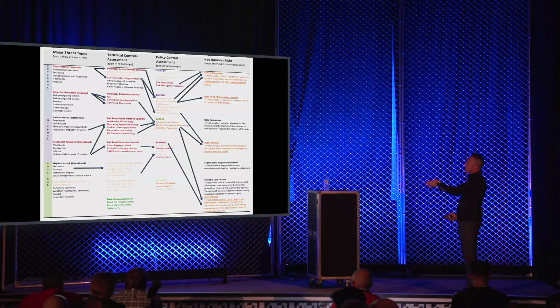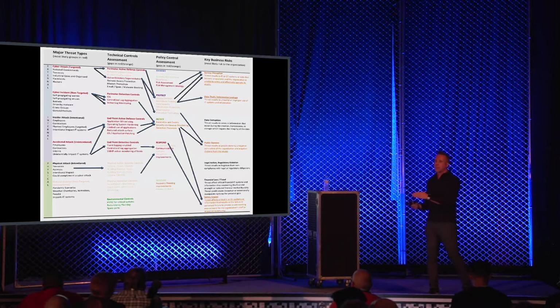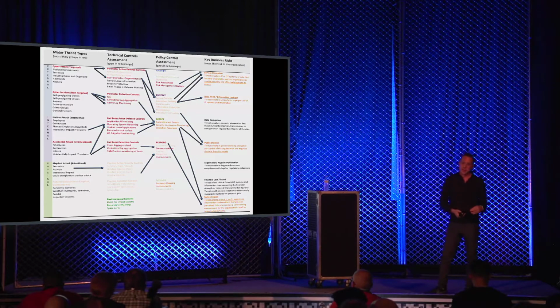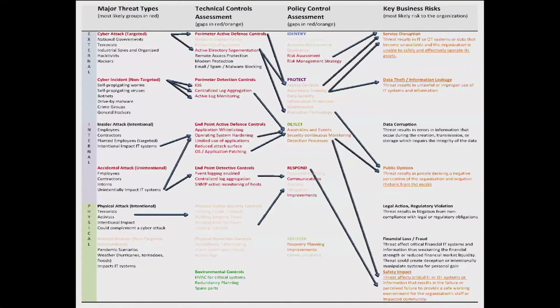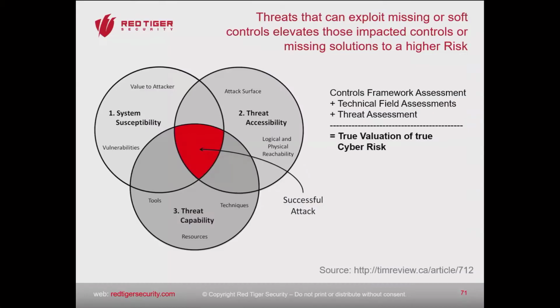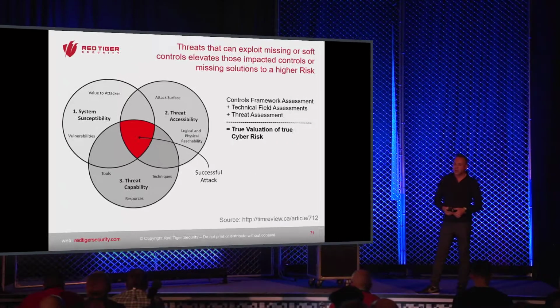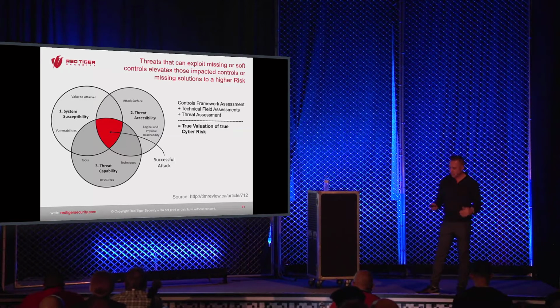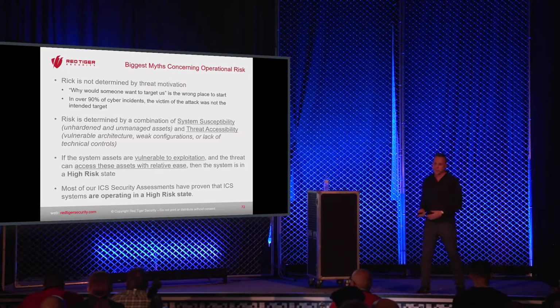But if you also have a policy or control that's at a high risk in the same area of a technical control, there's a greater chance that that threat actor is going to be able to disrupt a potential part of your business that's relying upon those controls and that technology. And this just gives you a way to understand where the biggest risk is. Because a threat that can exploit missing or soft controls can elevate those to a higher level of risk than what was determined during the assessment. So it gives you a way to really determine where to place your efforts.